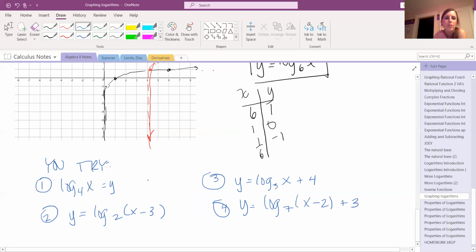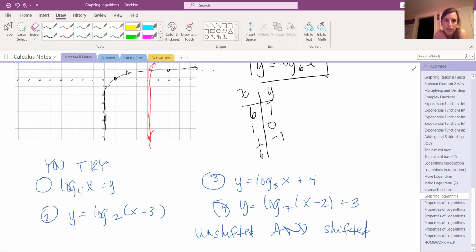Okay, cool. So graph the unshifted and shifted when you do these. This one, there is no shift at all. It's just the original. So that's the only one you're going to have just one graph. All these you should have the unshifted and then the shifted. Okay, cool. Have fun graphing.